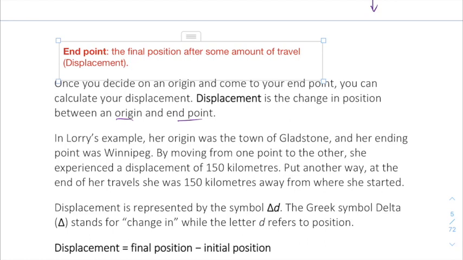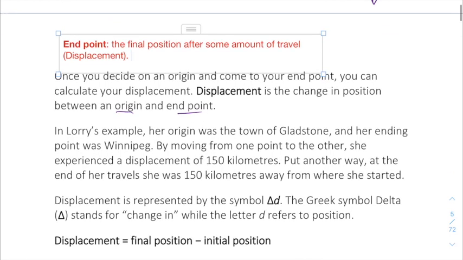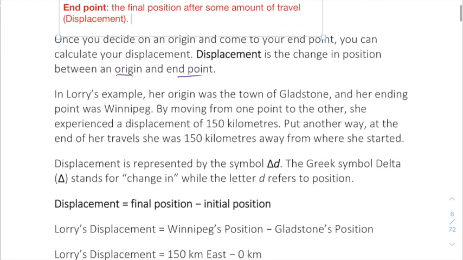So for example, in Laurie's example, which I guess was one we didn't read that was above, the origin was the town of Gladstone and her ending point was Winnipeg. By moving from one point to the other, she experienced a displacement of 150 kilometers. Put another way, at the end of her travels, she was 150 kilometers away from where she started.